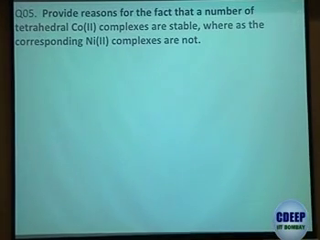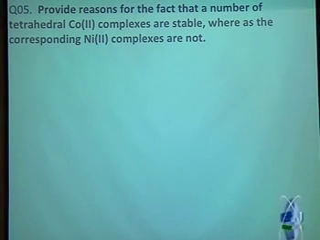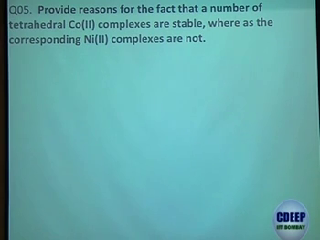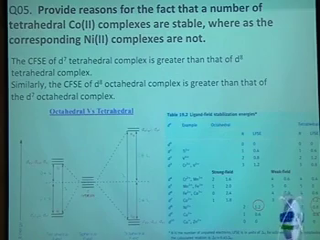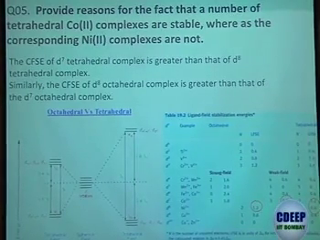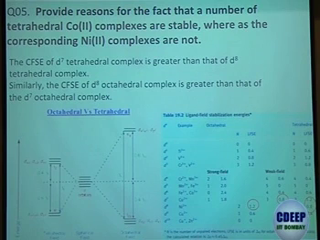Now provide reasons for the fact that a number of tetrahedral cobalt 2+ complexes are stable, whereas the corresponding nickel 2+ complexes are not. Anyone? Nickel 2+ is d8. Whether you consider d8 tetrahedral, square planar, or tetrahedral versus octahedral, you have to compare, and likewise for cobalt 2+. So d7 tetrahedral CFSE and d7 octahedral CFSE. What you see overall is that the d7 tetrahedral CFSE is greater than the d8 tetrahedral CFSE.